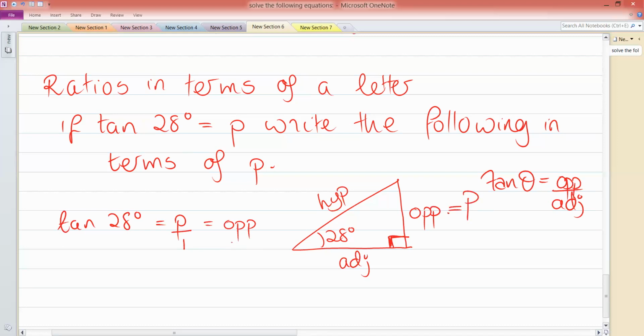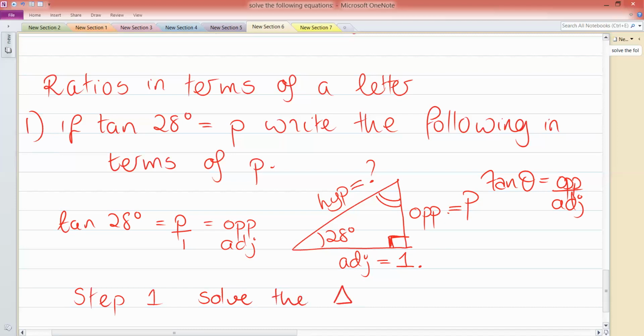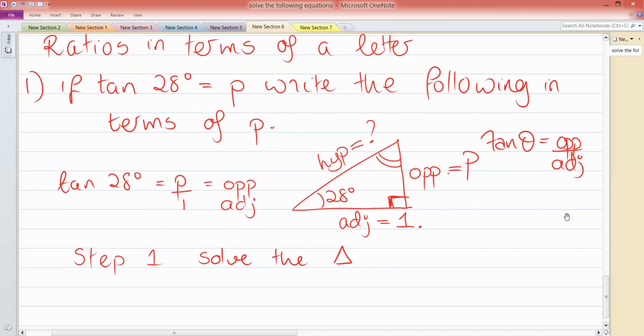And the adjacent side is equal to 1. What we need to do now is work out what the hypotenuse is equal to and what this angle is equal to. So what do we do when we have questions that look like this? Step 1, solve the triangle like I'm doing here. I want to work out the hypotenuse. We're going to use Pythag.